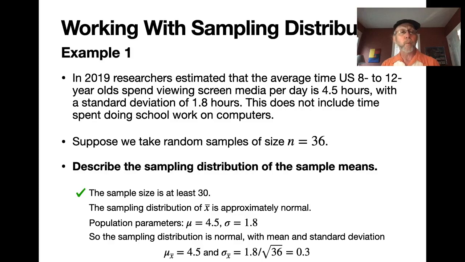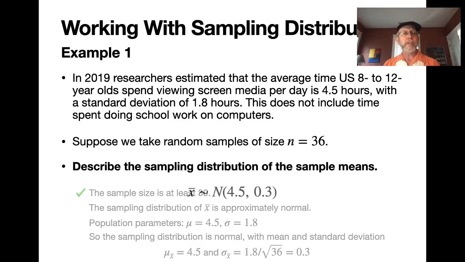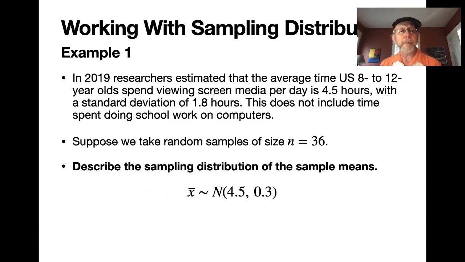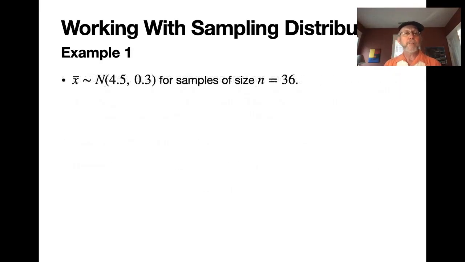So that's where we get the 1.8 divided by the square root of 36, which turns out to be 0.3. So we can summarize all this nicely by saying that the sampling distribution of x bar is approximately normal with a mean of 4.5 and a standard deviation of 0.3. Let's use this information to answer some questions about the sampling distribution.